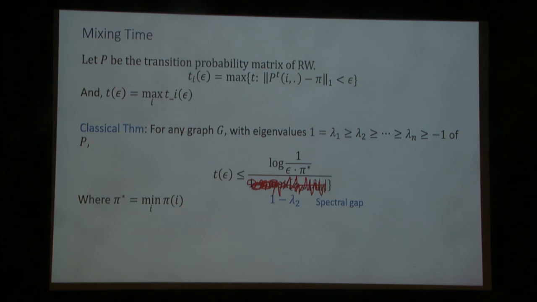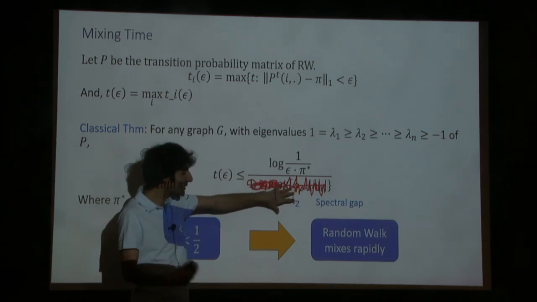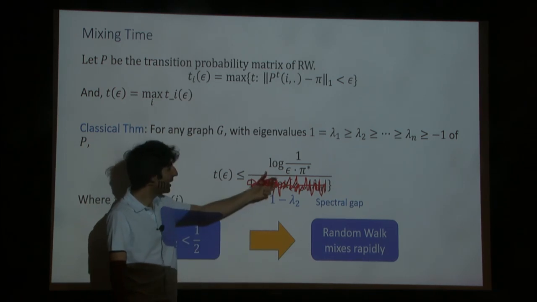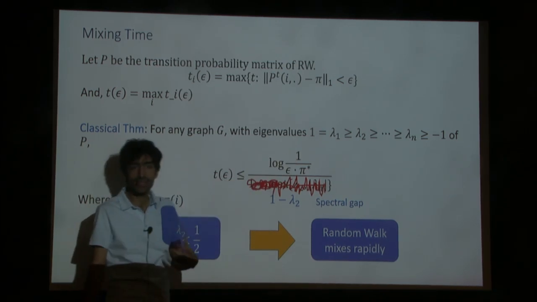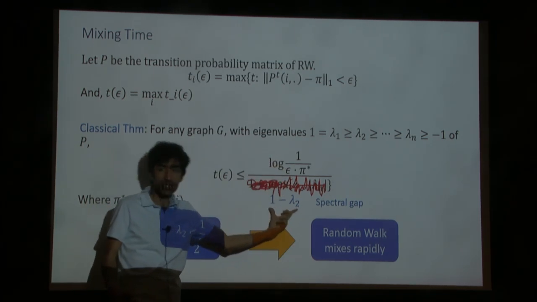So here is the message you want to have in mind. If you have a graph where lambda 2 is, let's say, less than 1/2, it mixes very rapidly. If the stationary distribution is uniform, it mixes in log n or 2 log n time, something like that. And this log is important because the graphs we're going to talk about will have exponential size. The log in the numerator is not so important because log of exponential is a polynomial. The denominator is the important thing.